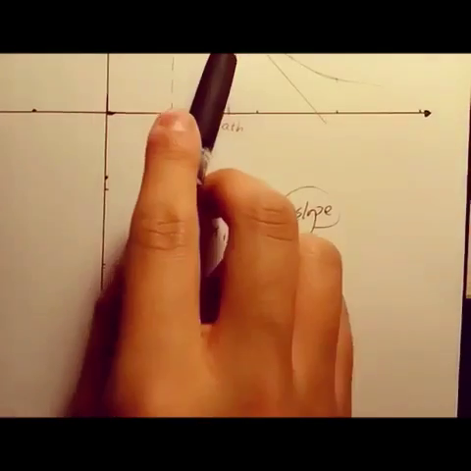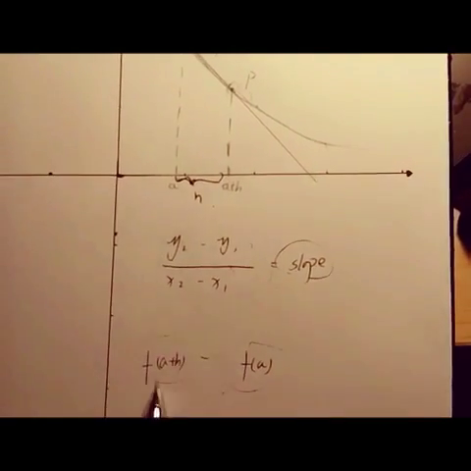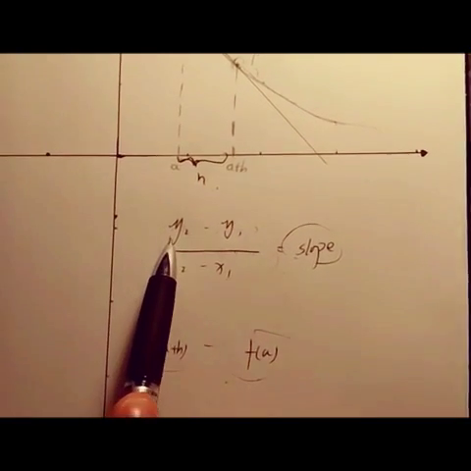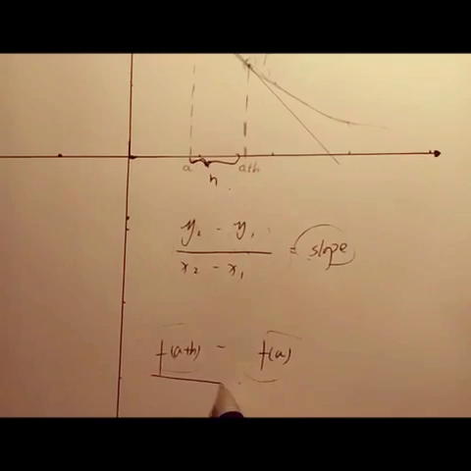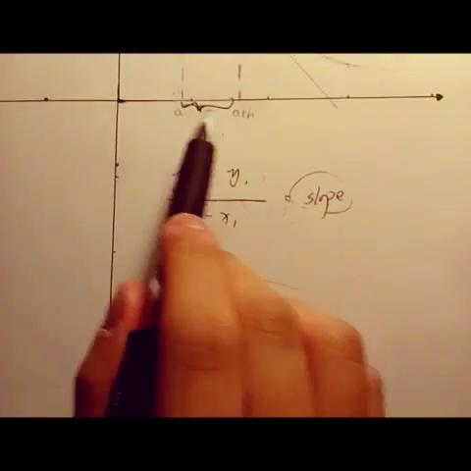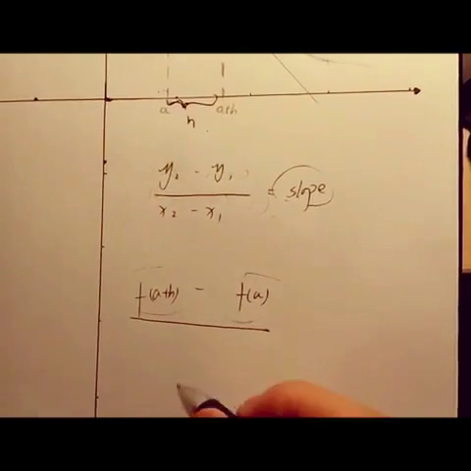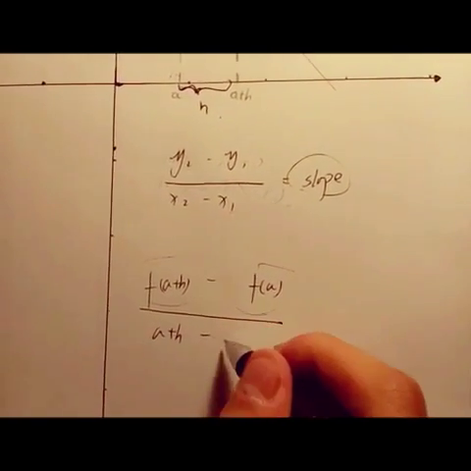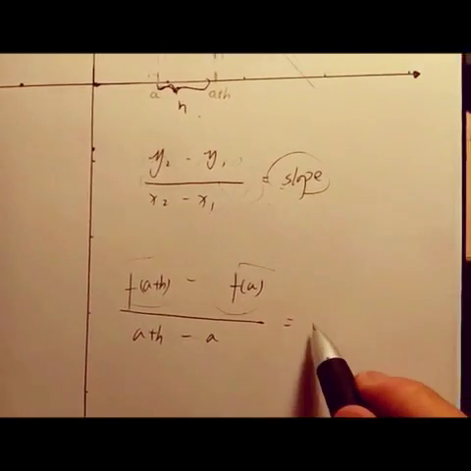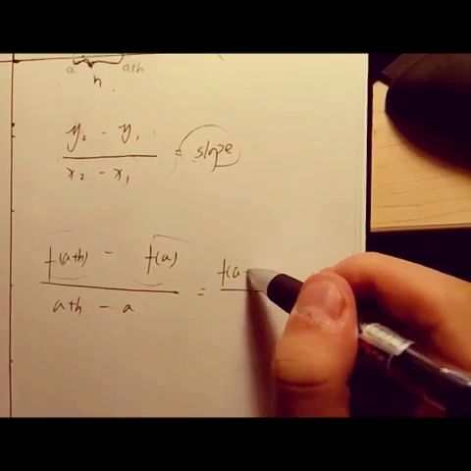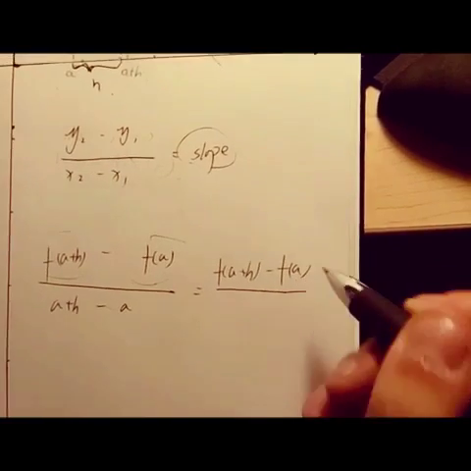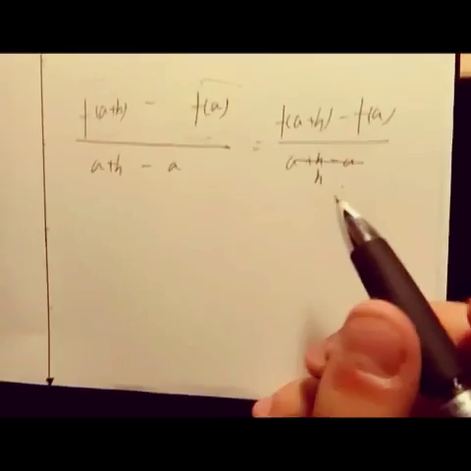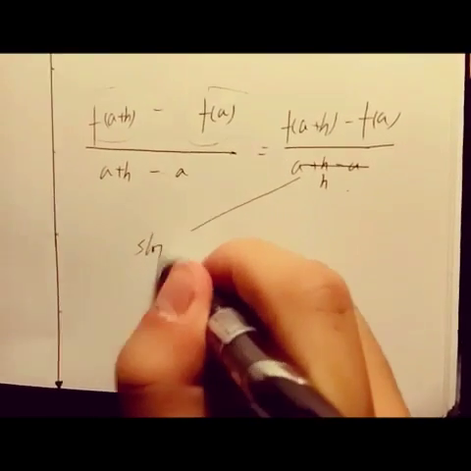Now we can see the point P is a plus h, so we can get this function, and then use the first function minus the second function. It is the same as what we said just now, y2 minus y1. Then we look at the x-coordinates a and a plus h, so x2 minus x1 is a plus h minus a. This gives f(a plus h) minus f(a), divided by a plus h minus a, which equals h. But this is just the slope of the secant.